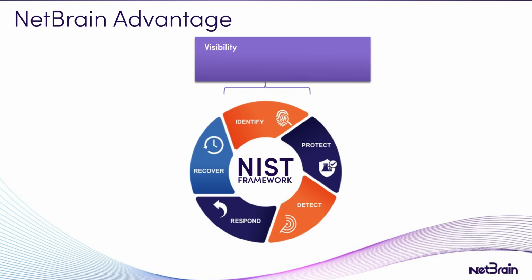So first is visibility. Visibility to discover all assets and devices in a hybrid network. We also do identification of the topologies and discover the golden configs on day one, the day you onboard your devices onto NetBrain, and then set them as golden.